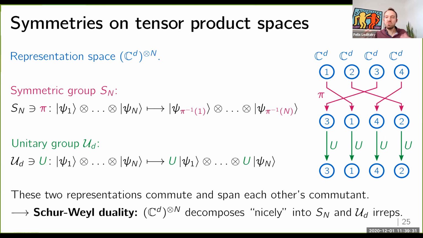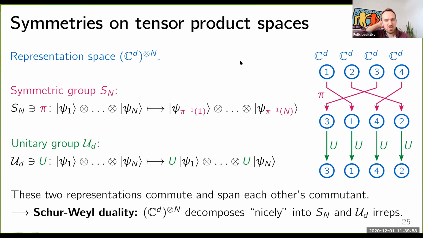I have now these two symmetries, the unitary symmetry and the permutation symmetry. And I mentioned in the introduction that these two symmetries kind of play nice with each other. And so let's go into a little more detail how that works. So our representation space is n tensor copies of a d-dimensional Hilbert space. Okay, so these are the blue balls here. Each one is a d-dimensional Hilbert space.